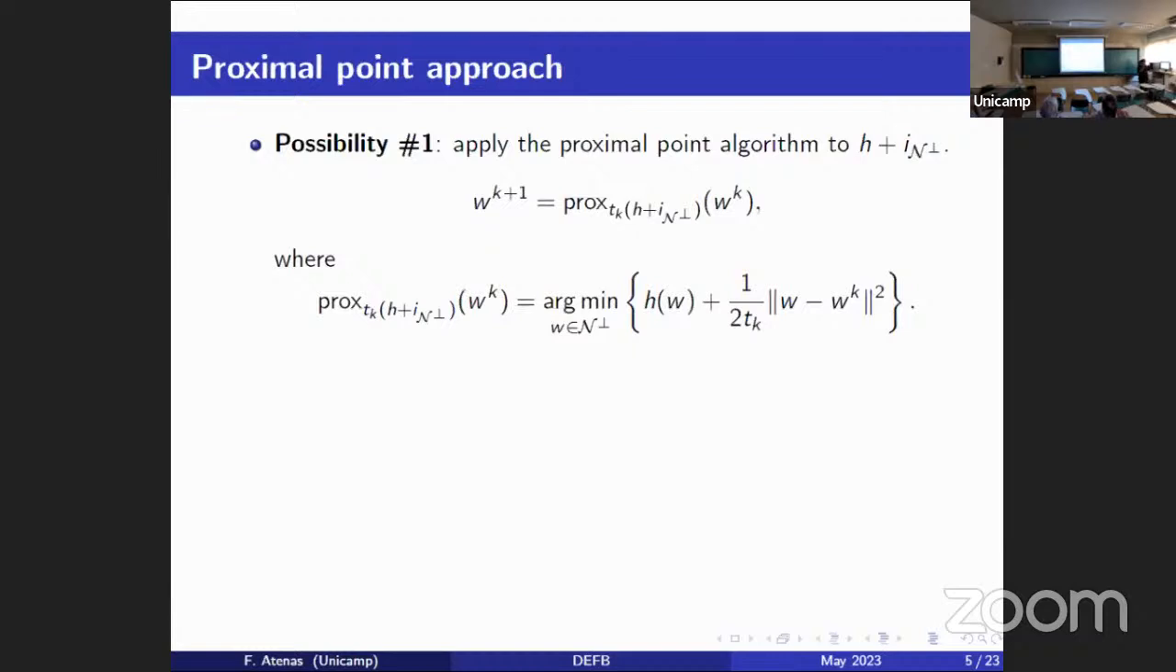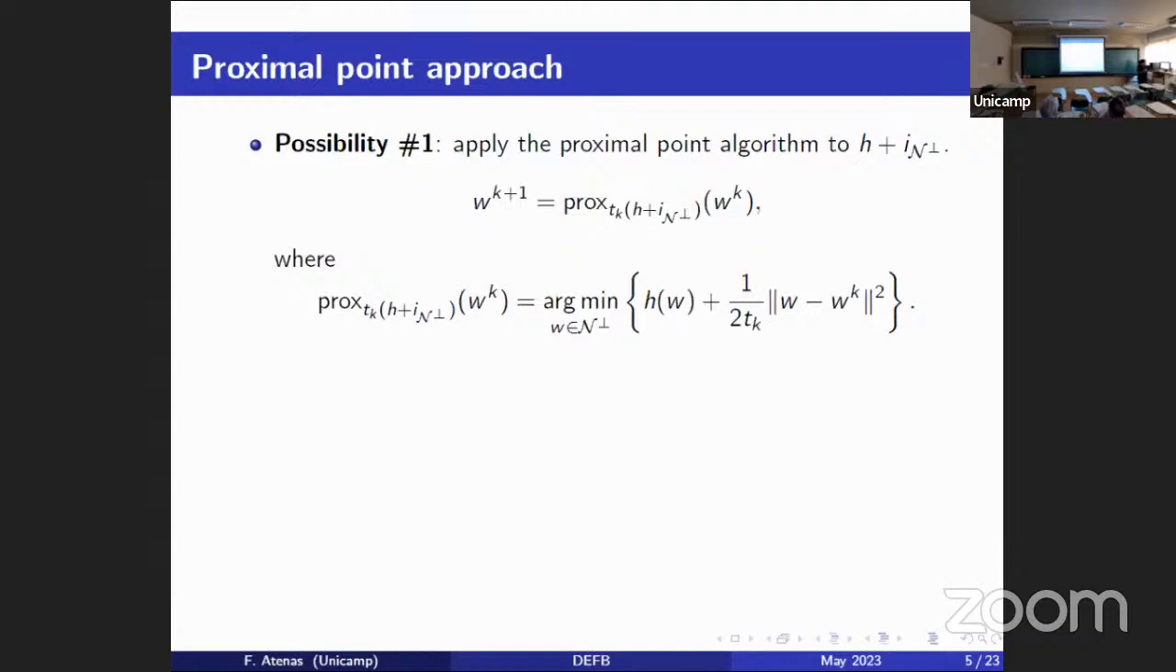So first, we take a step back. We know that the dual objective function is h plus the indicator of the orthogonal, right? So we can think of, for example, applying the proximal point algorithm to this problem. And yes, we can obtain convergence, right? Using any version of the proximal point algorithm, even the original one with exact steps. The prox is defined for a function here, h plus the indicator, or simply adding the constraints, plus this quadratic term. And in this case, as I said, we obtain convergence, for example in the convex case.